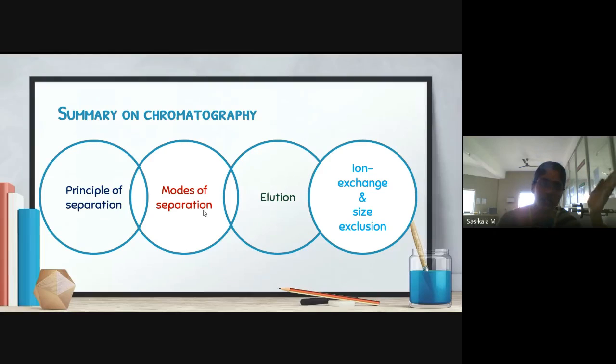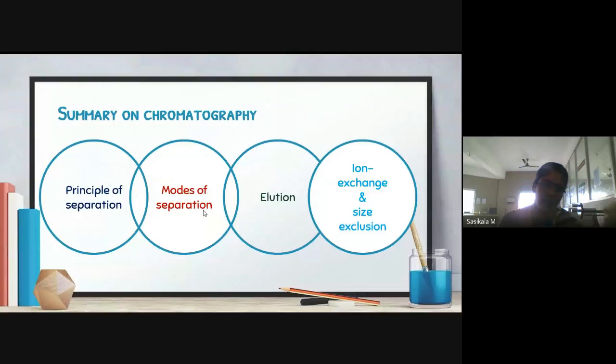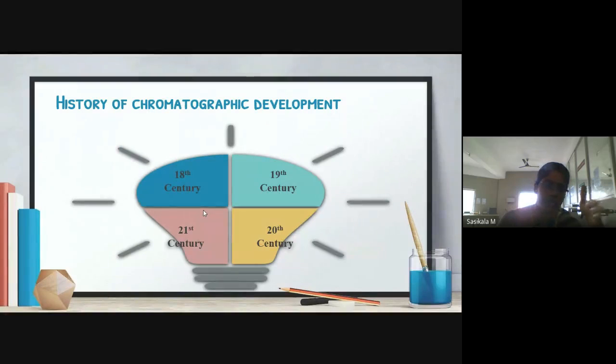According to the chromatography classification, it is based on the principle of separation, modes of separation, elution, ion exchange and size exclusion. Apart from these four types, you can include planar and columnar also. Based on the stationary phase material, we can divide chromatographic techniques into two broad categories, that is planar and columnar. Apart from that, the second classification is the principle of separation: modes of separation, elution, ion exchange and size exclusion. All these types of chromatography have been developed from the 18th century till now.